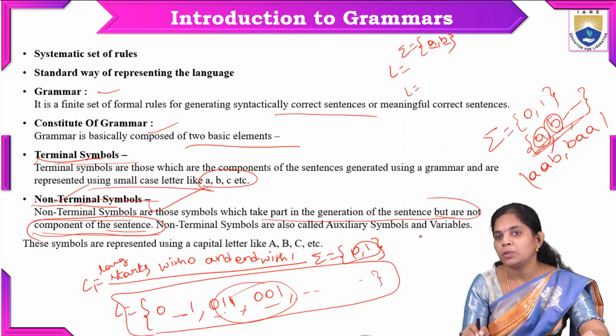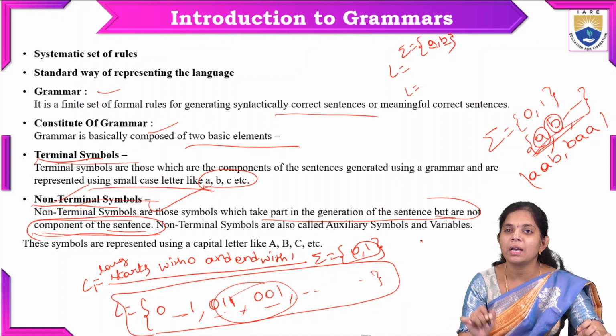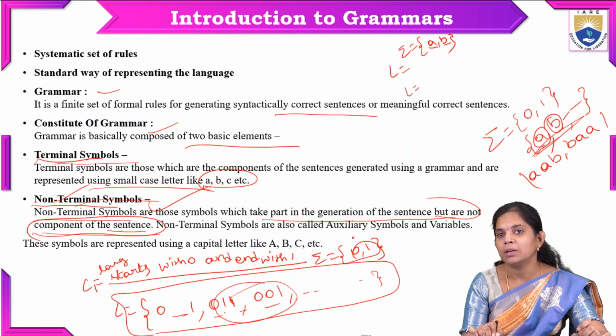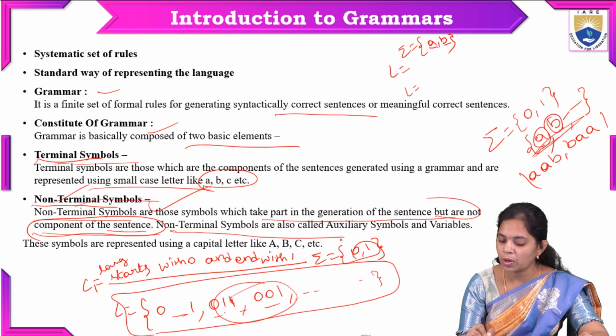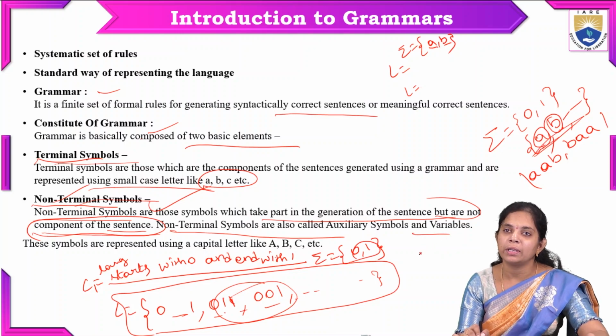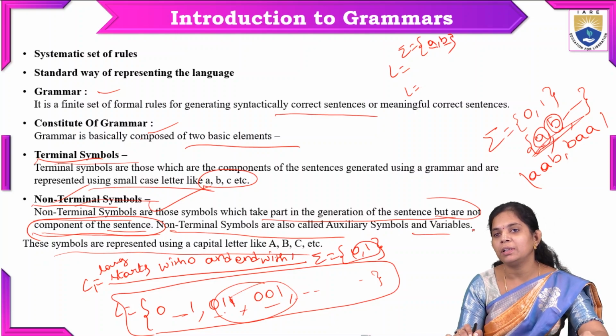So what we are going to perform on the strings: finally we are getting the strings based on the non-terminal values, but it is not a part of the sentences. Non-terminal symbols are also called auxiliary symbols, words and variables. These symbols are represented using capital letters.